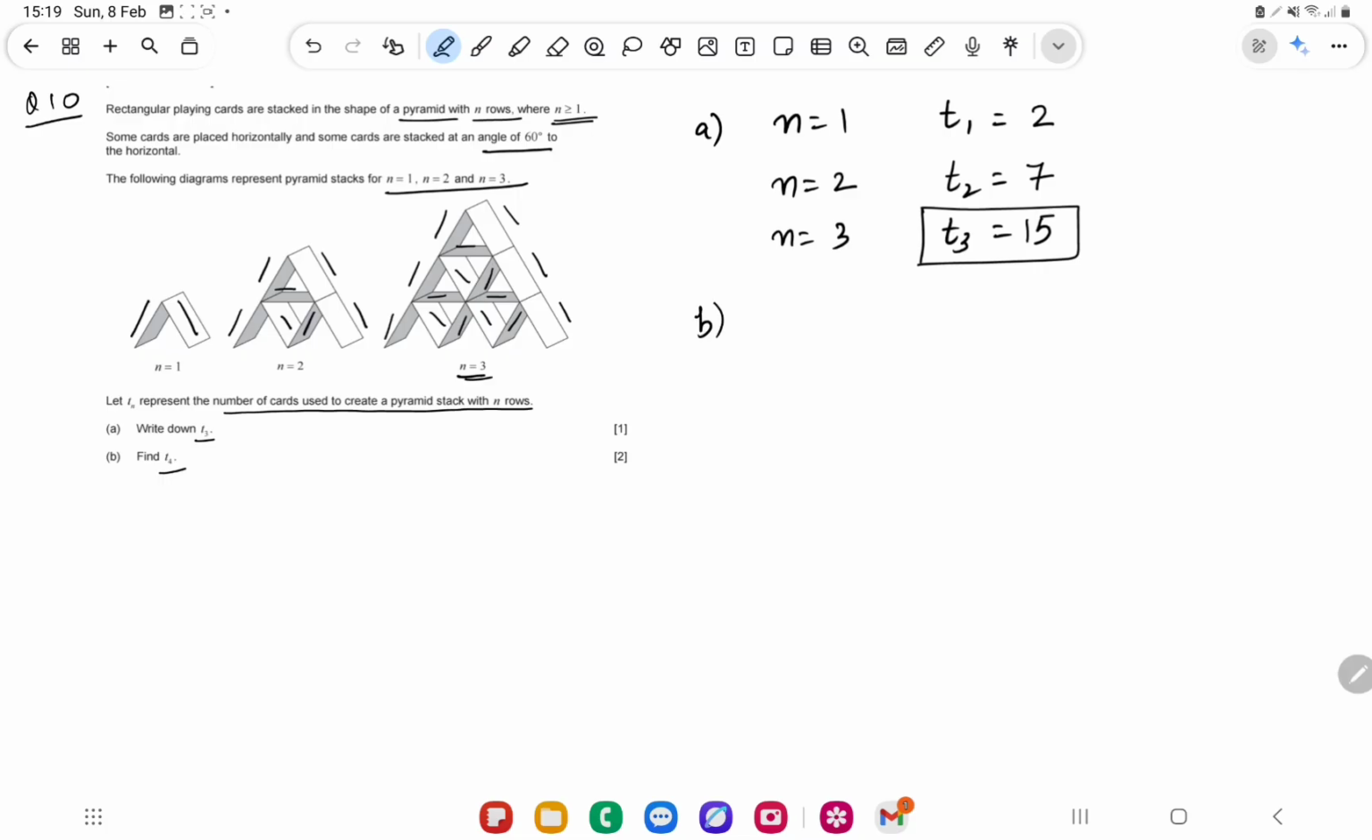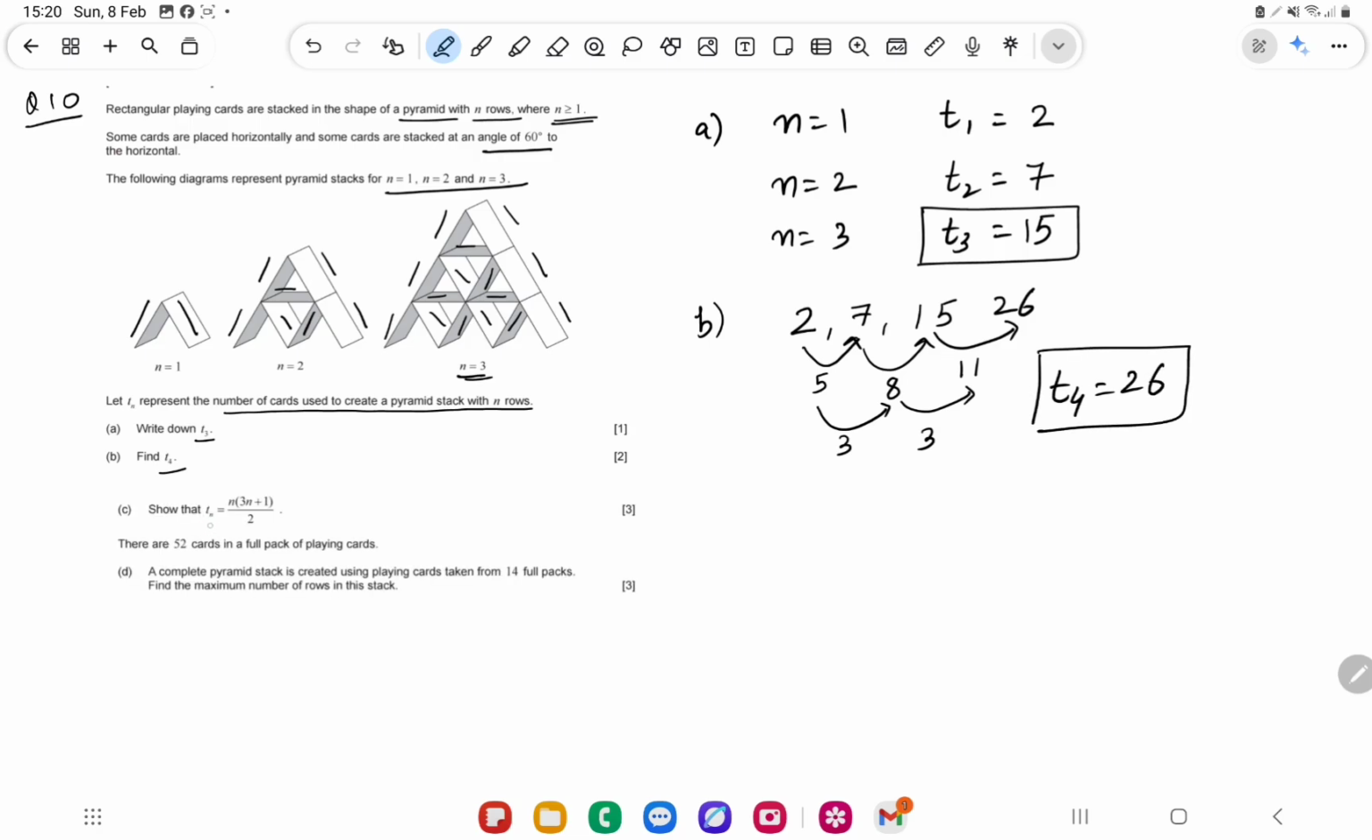Now to solve part B, they have asked for T4. For the first one I got 2, for the second one I got 7, for the third one I got 15. If I try to find the difference, it is coming as 5, and for this the difference is coming as 3. And the common difference between these two is 3. It means the next number should also have a difference of 3. So this will come as 11, and if we add 15 to 11, we will get 26 as our answer. It means T4 is 26.